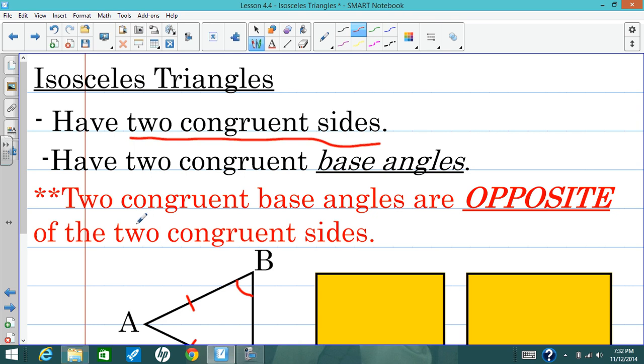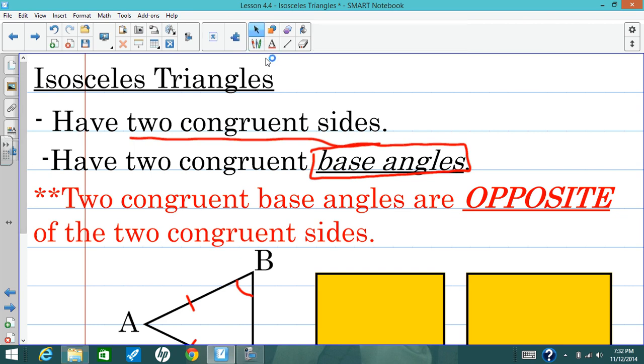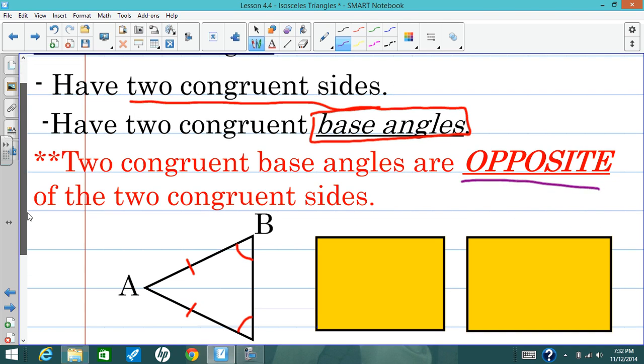And the other thing that's unique about an isosceles triangle is that it has two congruent base angles. So two of the three angles in an isosceles triangle we call base angles, and they're congruent to each other. The way we determine which angles are the base angles is that they are opposite of the two congruent sides. So let me show you what I mean about opposite.